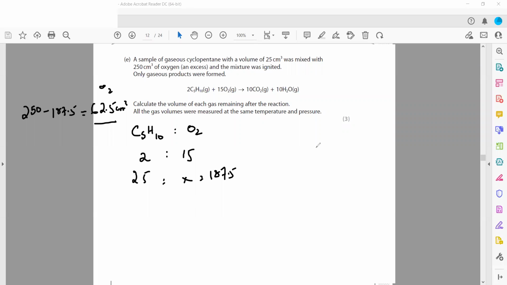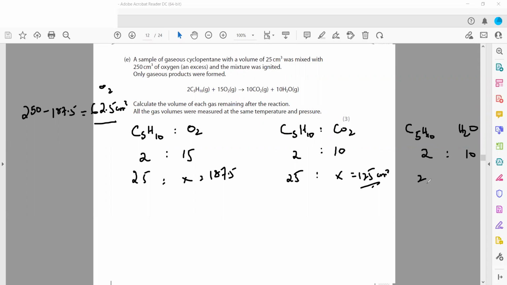Then we'll find how much carbon dioxide will be formed. So we'll take a ratio again from the limiting reagent to the product. The ratio is 2:10, so 1:5 we can say. So if we have 25 cm cube, this will be X. Cross multiply, so 25 into 10 is 250, divided by 2, that's equal to 125. So 125 cm cube of carbon dioxide will be formed. And the same thing, we'll take the ratio between C5H10 and water, H2O. The ratio between them is also 2:10. So if we have 25 cm cube of cyclopentane, X cm cube will be there. So again, it is 125.